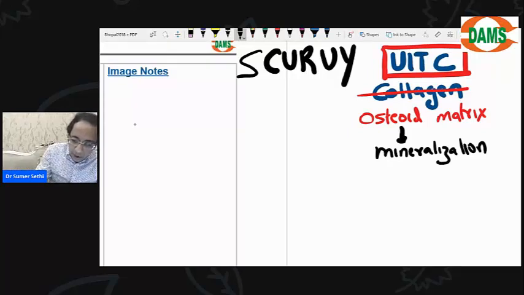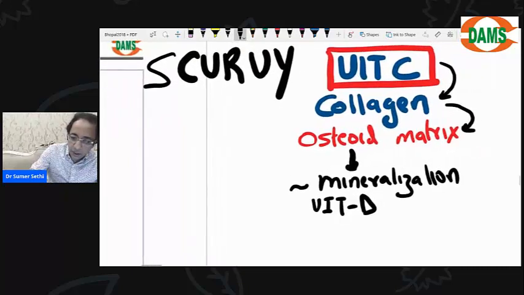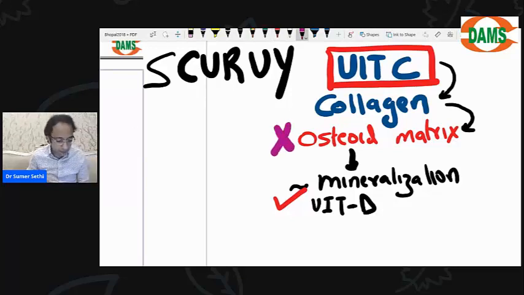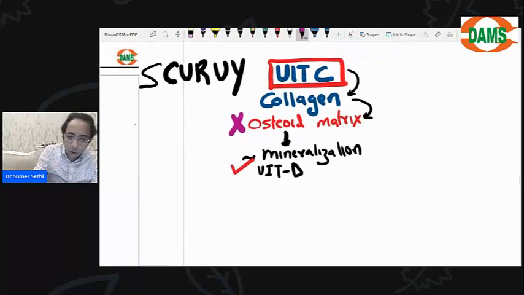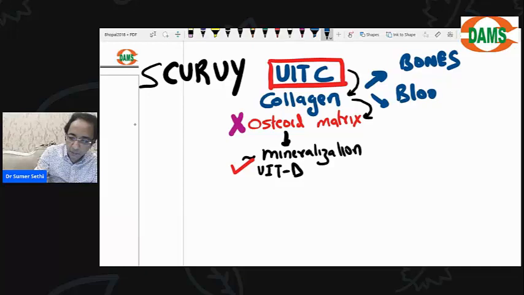In rickets, the problem was in mineralization. Remember, mineralization is dependent on vitamin D, but vitamin C is the one which is needed for collagen, and collagen is needed for osteoid matrix. That means in scurvy, mineralization has no problem. The problem is in the osteoid formation. Everybody understands? So do you agree collagen is needed for bones as well as it is needed in blood vessels?